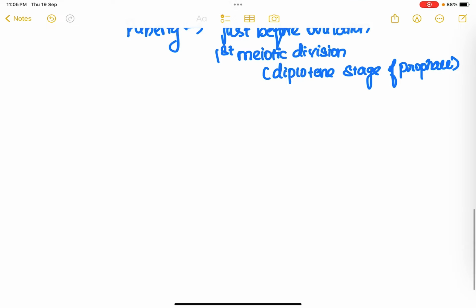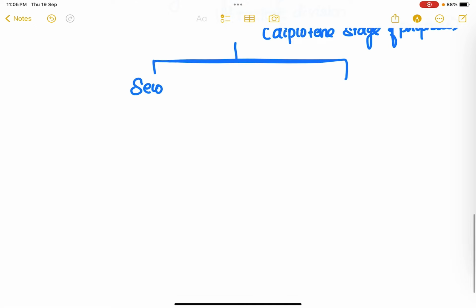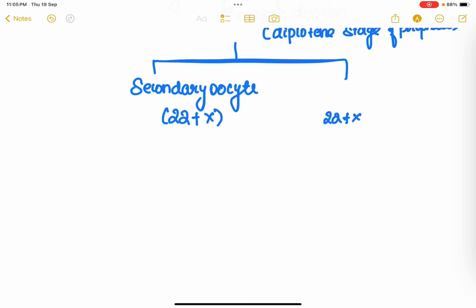Okay, so when the first meiotic division is completed, there is going to be formation of the secondary oocyte. It is 22 plus X. Now, I know you have the doubt, why is it 22 plus X? We saw that the primary oocyte was 44 plus double X, right? Then why is the secondary oocyte only 22 plus X? So where is the other 22 plus X? The other 22 plus X is for the first polar body.